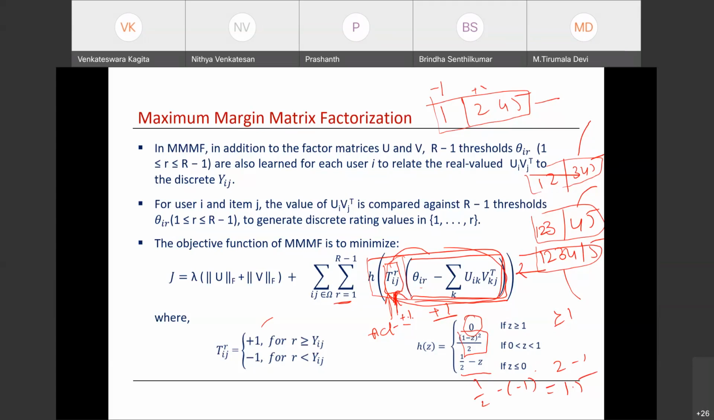In the case of hinge loss, which is the SVM, h of z is 0 when z is greater than or equal to 1, and 1 minus z when z is less than or equal to 0. If it is correct, you add 0. If it is wrong, you add more penalty. There is nothing else. But with smooth hinge loss, you segregate them into different cases and add penalty accordingly. So this is the objective. You are trying to learn these various theta values, which means various lines such that you separate one from the others.